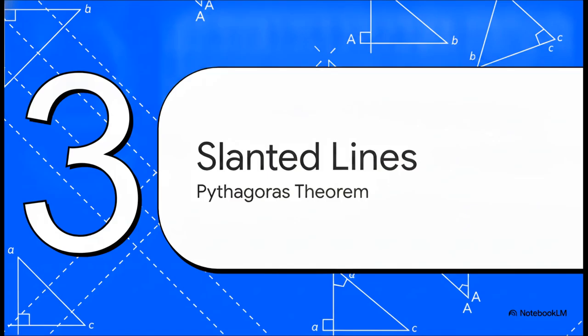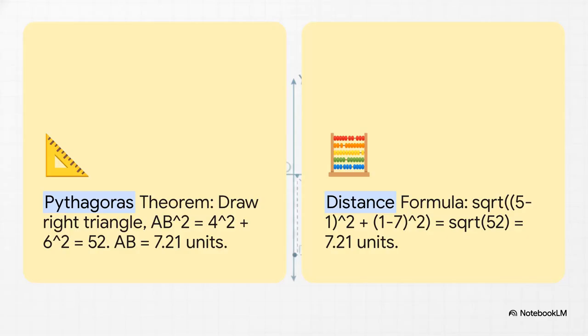Up next, Section 3. Slanted lines and Pythagoras. Okay, so what happens if the line between 2 points is slanted, meaning it's not perfectly parallel to the x or y axis? Well, you actually have 2 really great tools to solve this. Method 1 leans into geometry. You visually construct a right-angled triangle connecting the 2 points. Say the horizontal base is 6 units and the vertical height is 4 units.